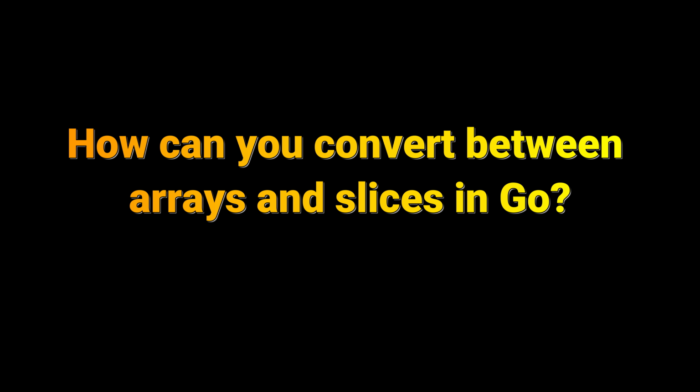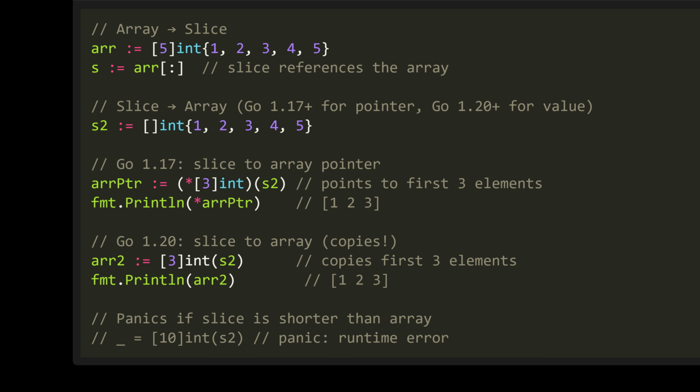Question: how can you convert between arrays and slices in Go? You can convert an array to a slice by using arr[:]. The slice will reference the same underlying array, so no data is copied. To convert a slice to an array pointer in Go 1.17 and later, you can write (*[N]T)(slice) and pass the slice. This points to the first elements of the slice without copy.